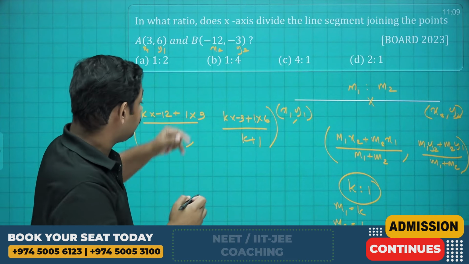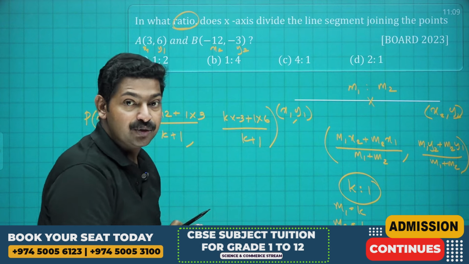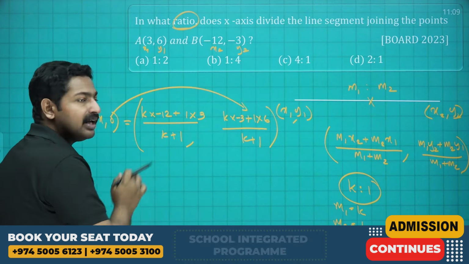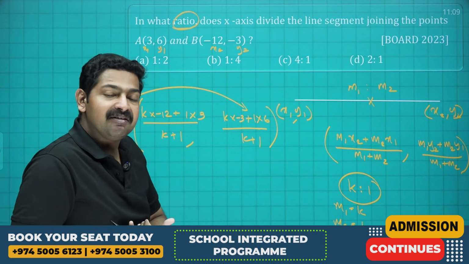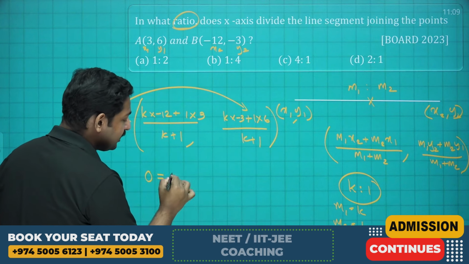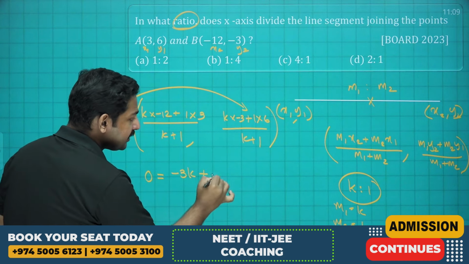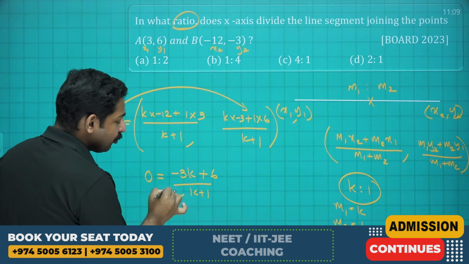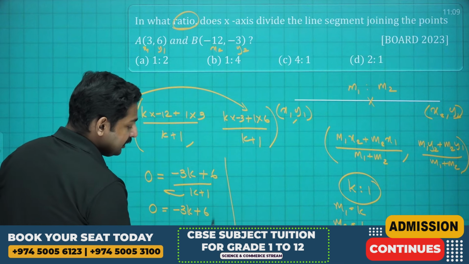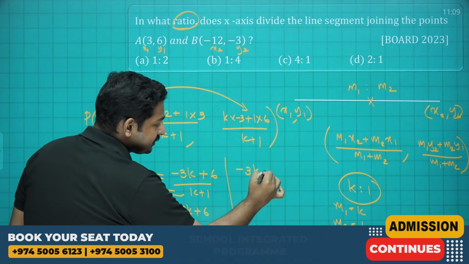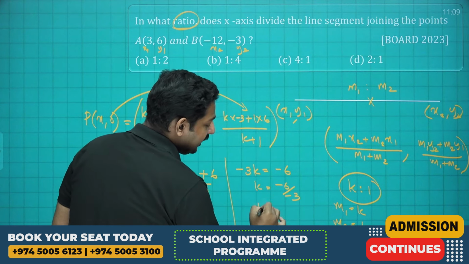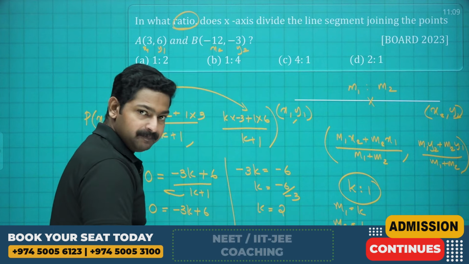Now we need only to find out the ratio, right? We need the ratio only. So for the ratio, we can equate the y coordinates. The y coordinate is 0, that we know. So from that we will be easily getting the value of k. So to equate that, 0 is equal to, y coordinate means k into -3 is -3k plus 6 by k + 1. If you cross multiply, you will be getting 0 = -3k + 6, and in the next step -3k = -6, you will be getting k = -6/-3, that is k = 2.